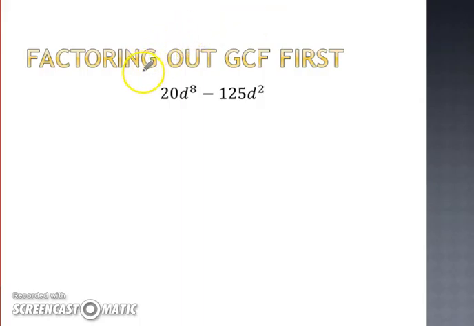Today we're going to look at if we have to factor something out first, where we have to factor out the greatest common factor between those two terms first. So in this one, looking at the two coefficients, I have a 20 and I have a 125. Deciding what to factor out, 20 and 125 both share a 5. So if I were to divide out a 5, and then looking at our variables, I have a d to the 8th and a d squared. Both are sharing at least a d squared, so I want to factor out a 5d squared from each term.